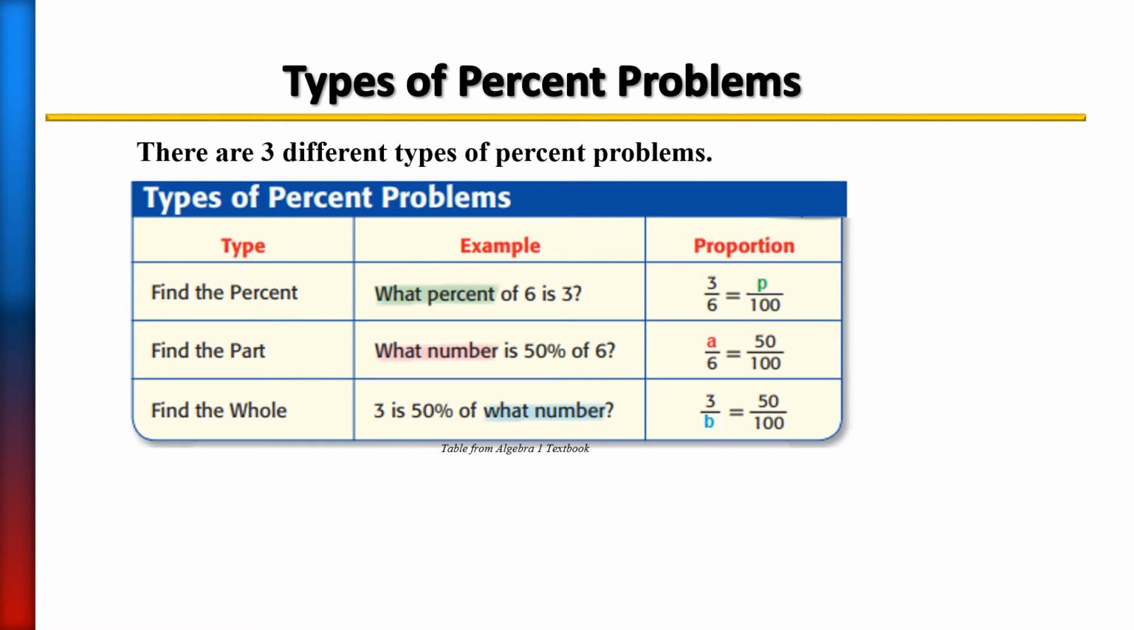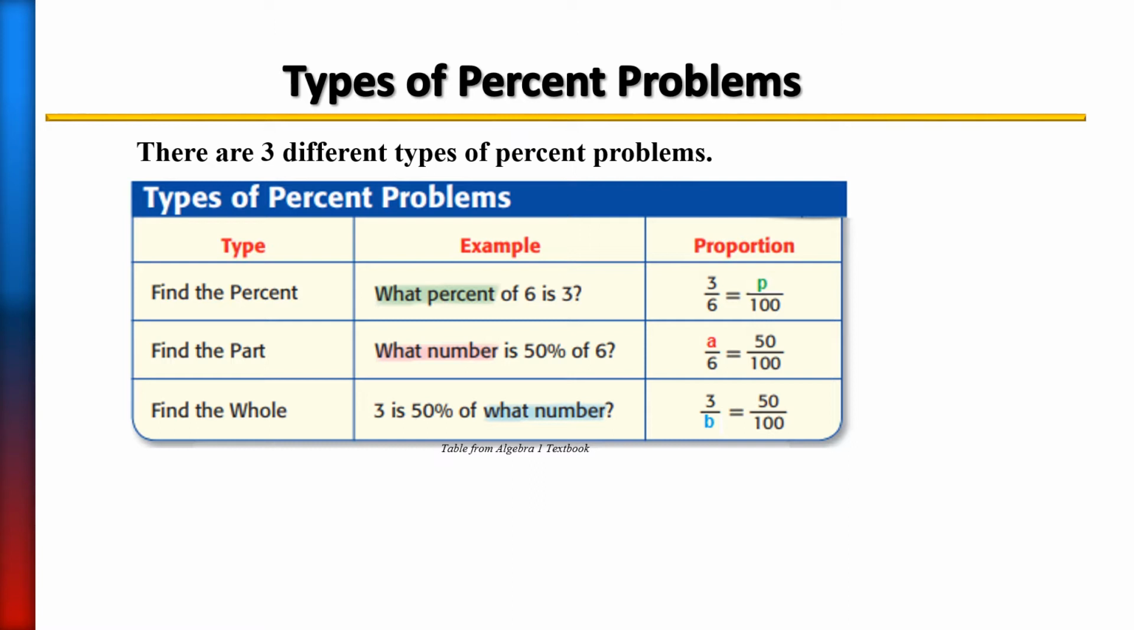One type is where you're trying to find the percent. For example, what percent of 6 is 3? Another type is when you want to find the part. For example, what number is 50% of 6? Or if you want to find the whole. For example, 3 is 50% of what?